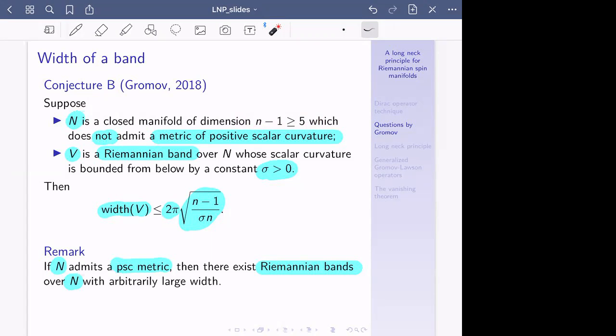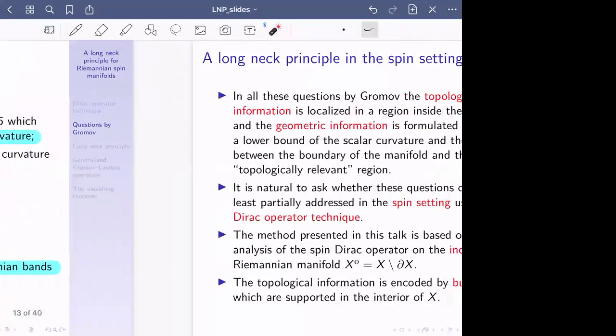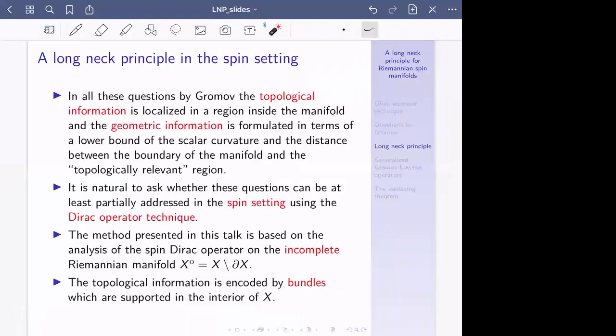Okay. All right, so those are the three main problems that I want to discuss today. And now I want to make some general observation that in these cases, the topological information is localized in a region inside the manifold, and the geometric information is formulated in terms of a lower bound of the scalar curvature and of the distance between the boundary of the manifold and a certain topologically relevant region.